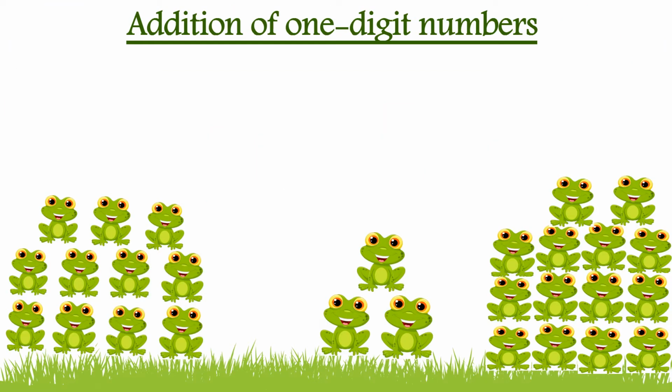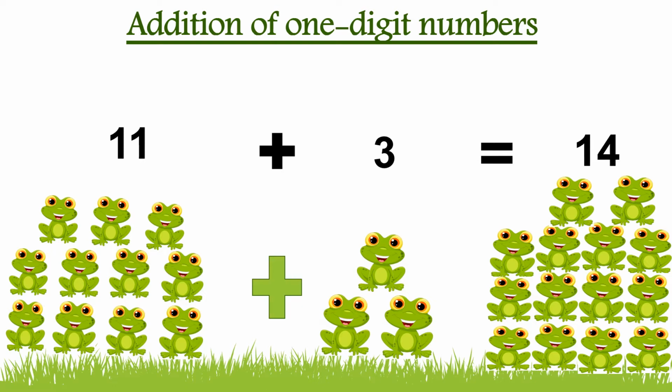Next example, we have groups of frogs. If we count the first group, 1, 2, 3, 4, 5, 6, 7, 8, 9, 10, 11. We have 11 frogs, plus the second group, 1, 2, 3. So 11 plus 3 equals what? I will put 11 in my mind, 3 on my fingers and count after 11. So after 11, 12, 13, 14. So we have 14 frogs.